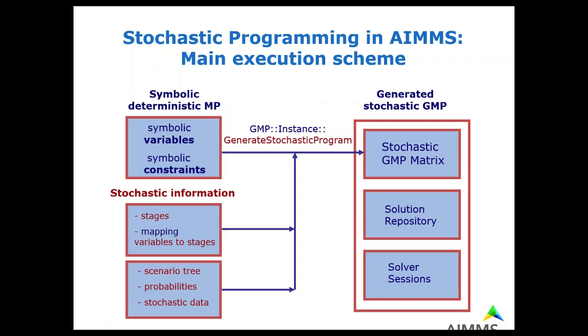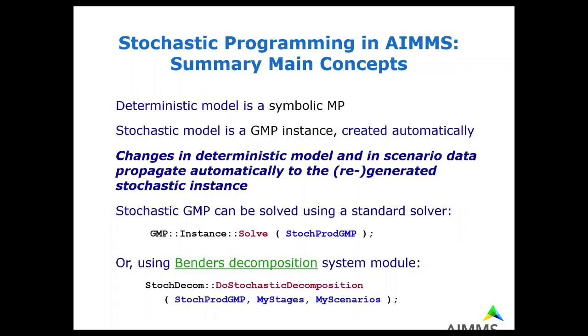So it will build the stochastic generated model matrix. And of course, this matrix can then be sent to a solver and it can be used in the same way as the matrix which would be generated for a deterministic model. So in order to summarize the main concepts, a deterministic model is a symbolic math program. A stochastic model is a generated math program instance which can be created automatically. And changes in the deterministic model and in scenario data will propagate automatically to the regenerated instance of the stochastic model. Once we have generated the model, of course, it can be solved by using a standard solver.